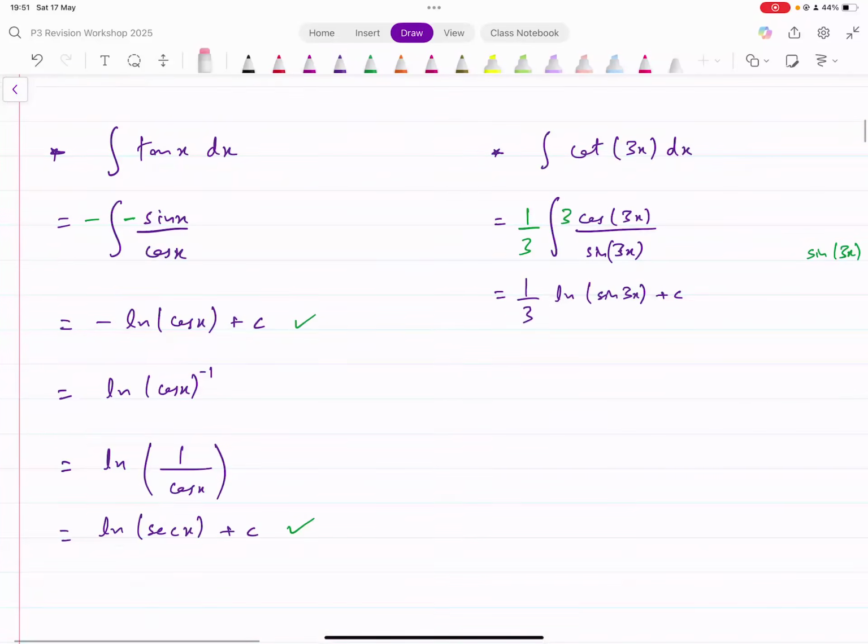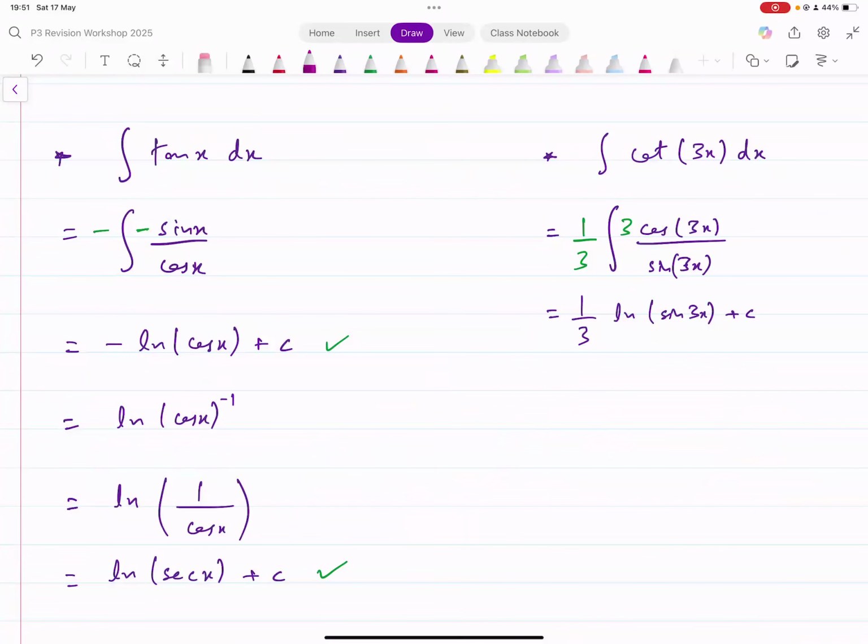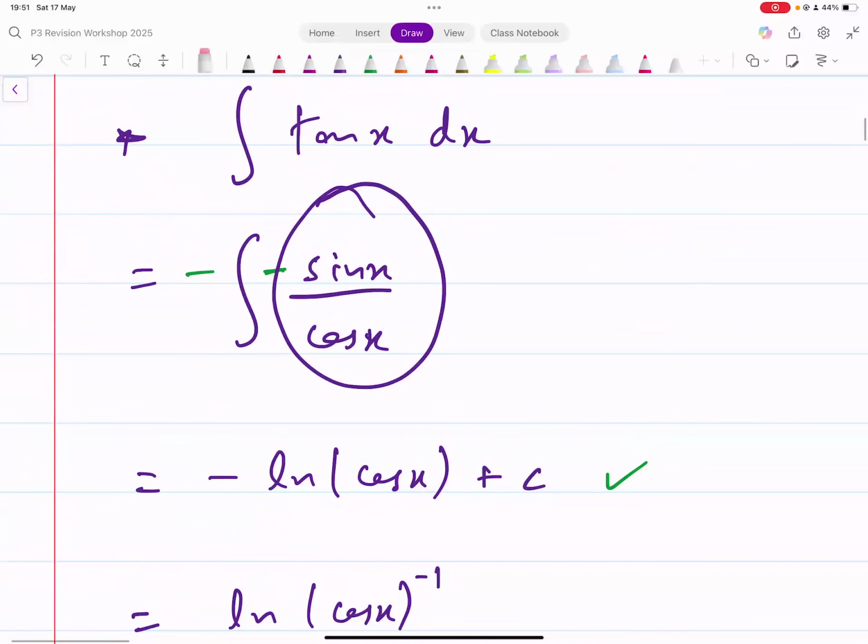Now, you need to remember that two specific functions, tan x and cot x, are integrated using the ln rule. You need to memorize this. Otherwise, you would not be able to figure this out in the exam yourself. You need to memorize that tan and cot are integrated using the ln rule. Tan can be written as sine over cos, right? So if you have tan of x, you can write that as sine over cos.